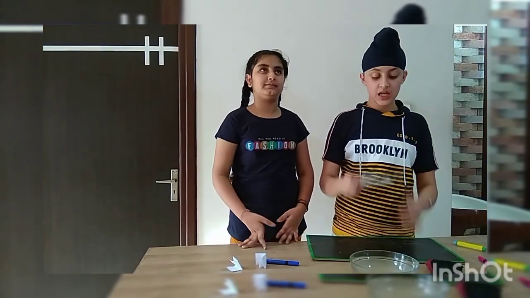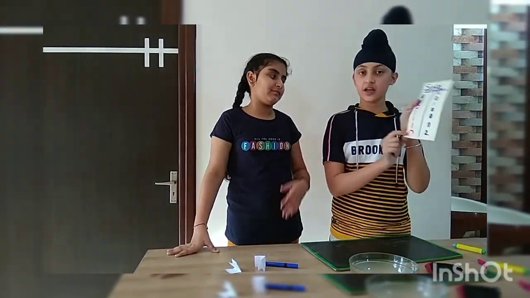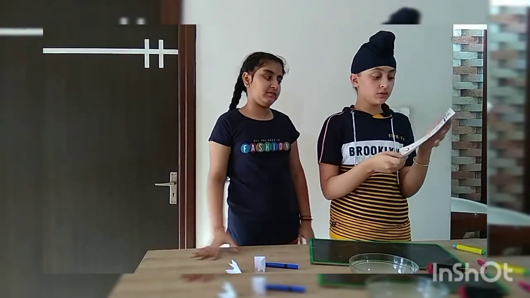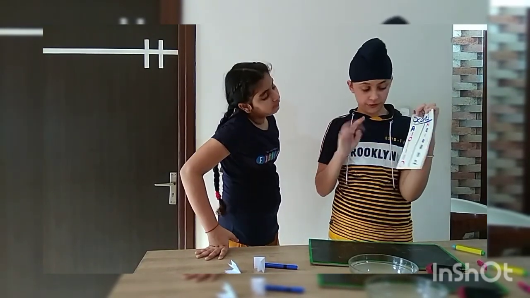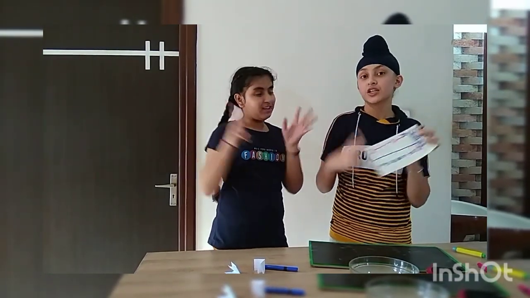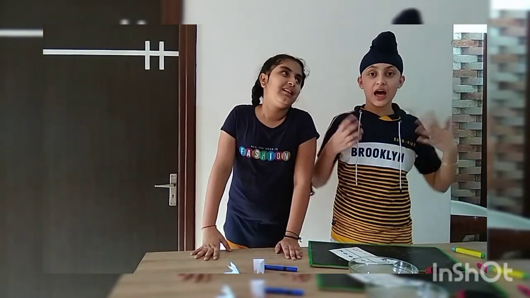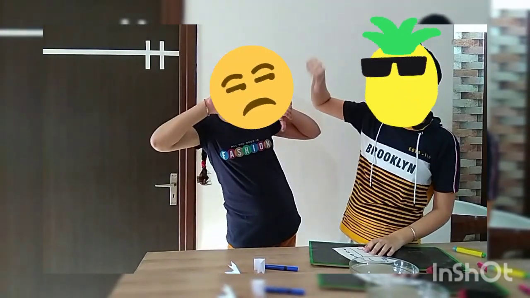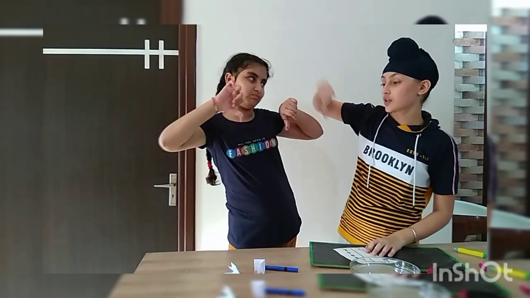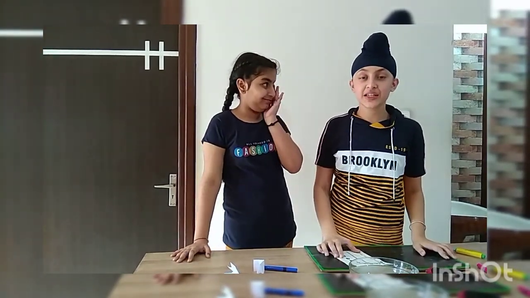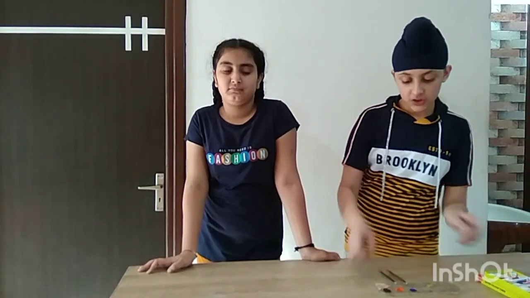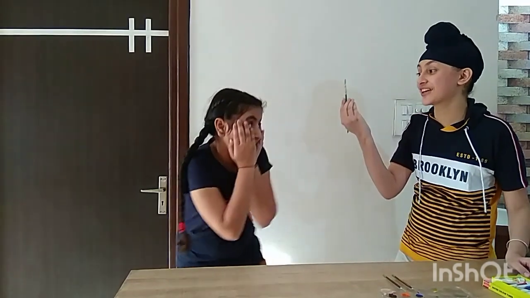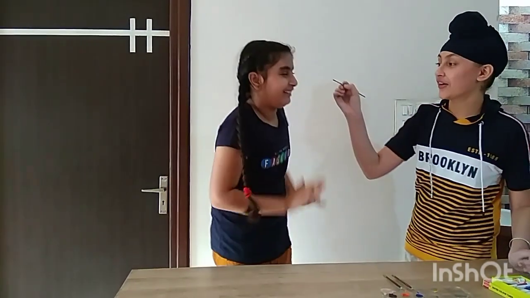Okay. So Nidhi got 2 points and I got 0. You can see, now we are going to add up the marks. My total marks are 4 and Nidhi's total marks are 3. So it means I am the winner and Nidhi is the loser. So her punishment is, this paint is going to go on your face.